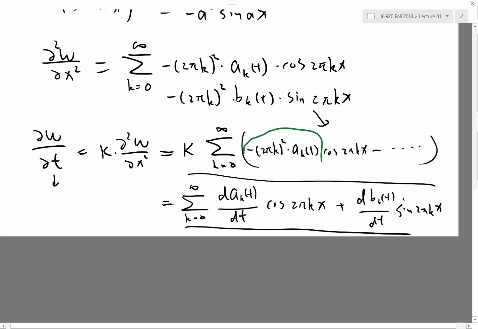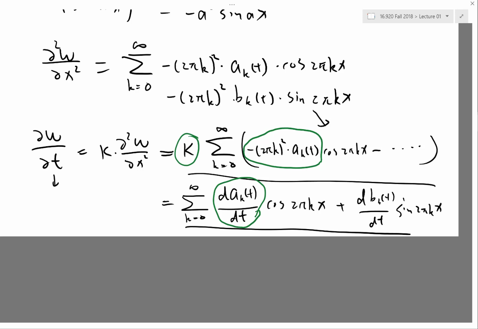This, multiplied with kappa, has to equal to this for each corresponding k. And the end result is a differential equation that no longer involves x, right? It's a differential equation that only has derivatives in t. So what is that kind of differential equation? It's an ordinary differential equation that only has one independent variable.